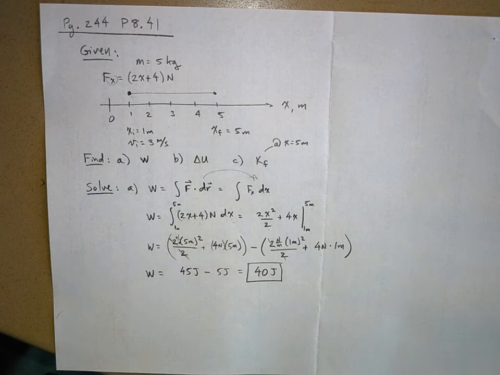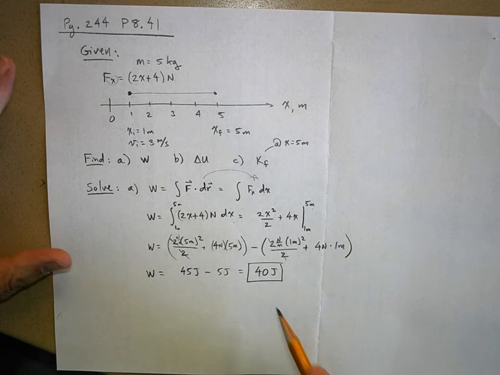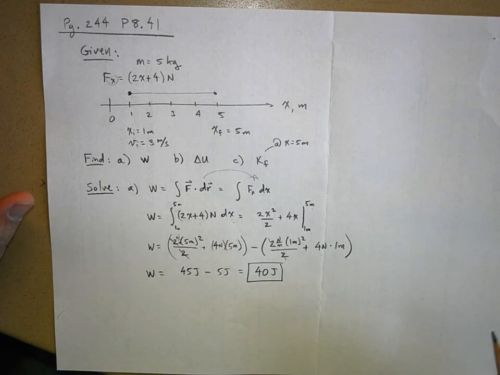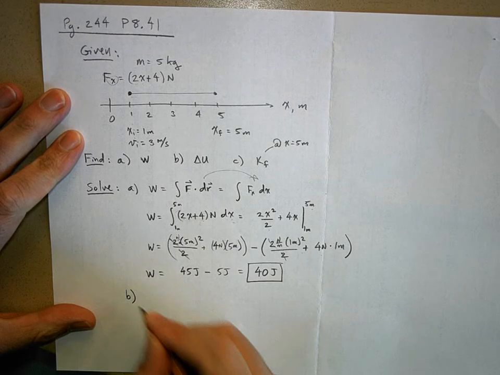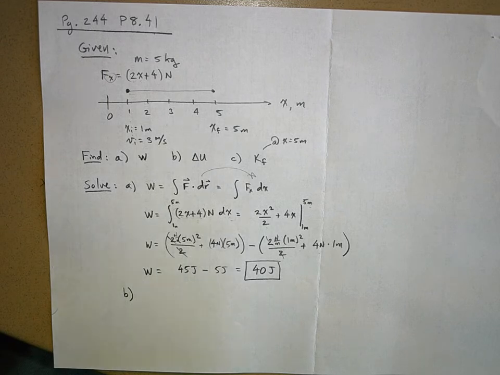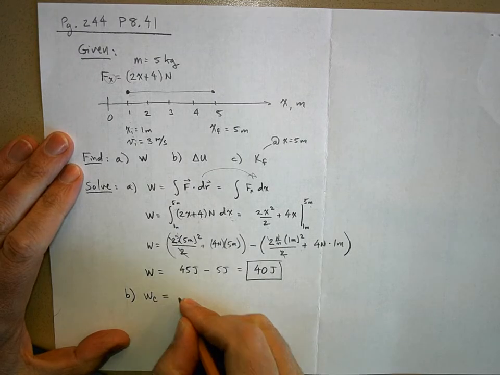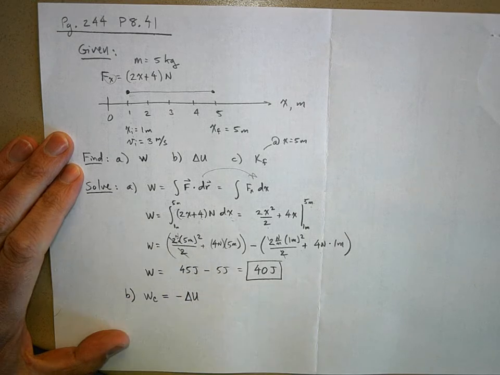Now, it says that this force right here, it stipulates in the book, a single conservative force acts on a 5 kilogram particle. The equation for the force is this. So they're telling you that this force is a conservative force. So for part B, you say when a conservative force does work, you are losing potential energy. The work done by a conservative force results in a loss of potential energy.